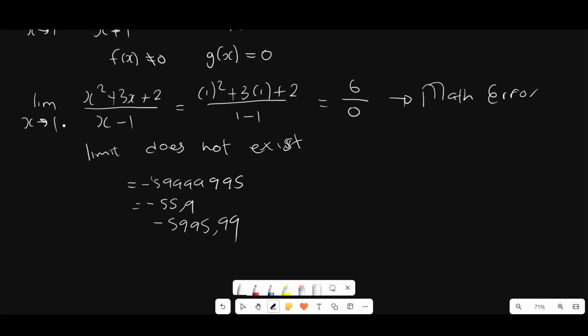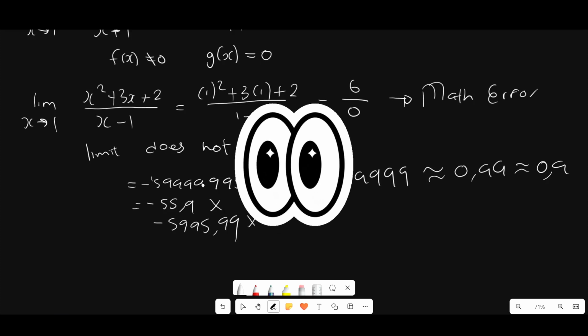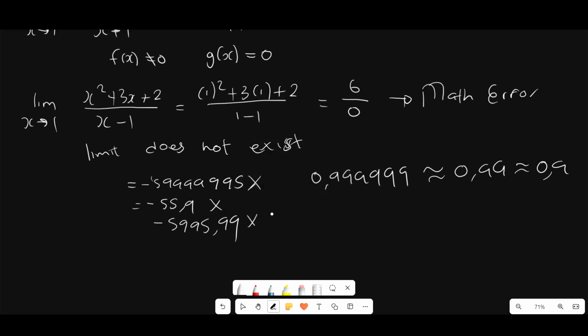So this means that the limit does not exist, because we are getting all these numbers that do not make sense. But 0.999999 is approximately 0.99, which is approximately 0.9. So we should approximately get the same values, right? Not the other way around. So in this case, we are getting a very, very small number. Here we're getting a very big number. Here a semi big number. What is happening? That means that the limit does not exist, right?